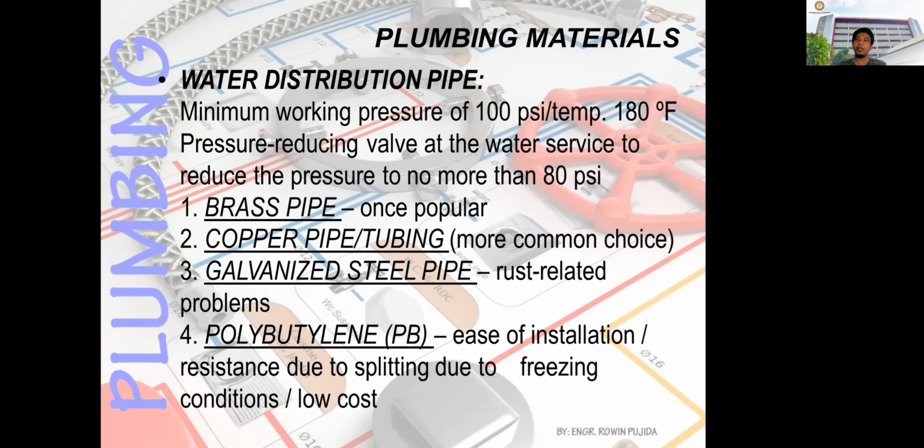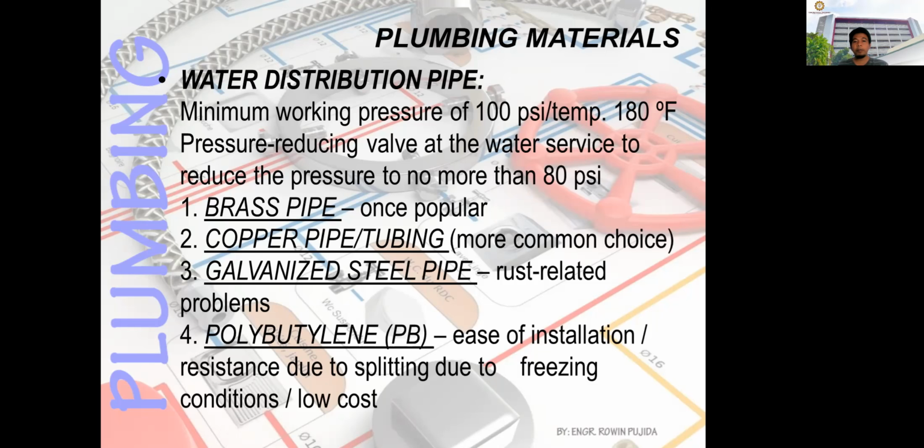Okay, so sometimes from the water distribution pipe that is maybe a 4 inches pipe and going to your building, that is now 1.5 or 1 inch in diameter. Okay, so number 1 here is we have the brass pipe. So once popular, but now they didn't. I don't see now for the brass pipe to use in water distribution.